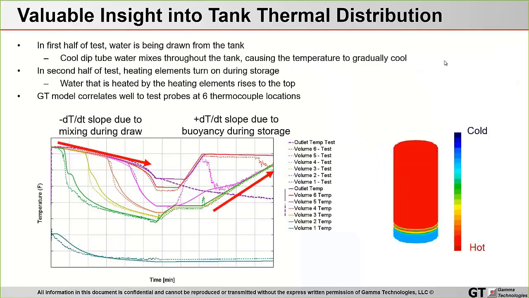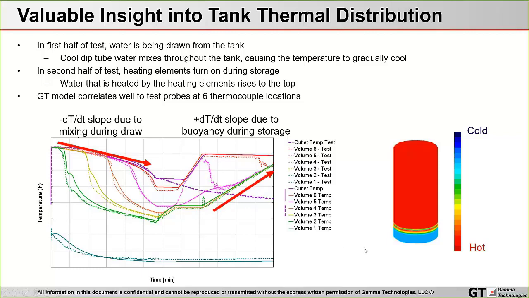And so when we look at these two effects in particular, buoyancy and mixing, you can see, for example, in this comparison to test data between the model and test, in this particular example, for the first half of the test, water is being drawn out of the water heater, and you can see the temperatures at multiple axial heights along the tank. And so you can see initially there is a large amount of hot water at the top, and then down at the bottom, below the dip tube especially, sits cold water.